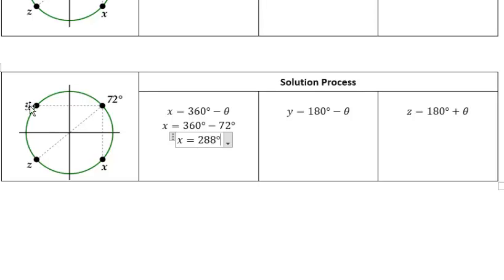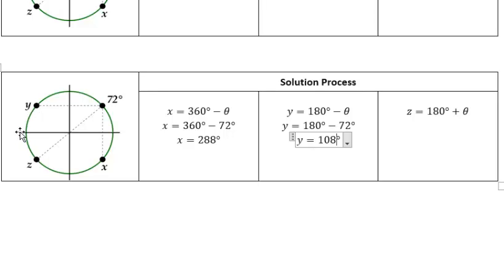Now to find y, I need to subtract 180 minus the angle. So I'm going to subtract 180 degrees minus 72 degrees. 180 minus 72 will be 108 degrees. That will be the answer for angle Y.